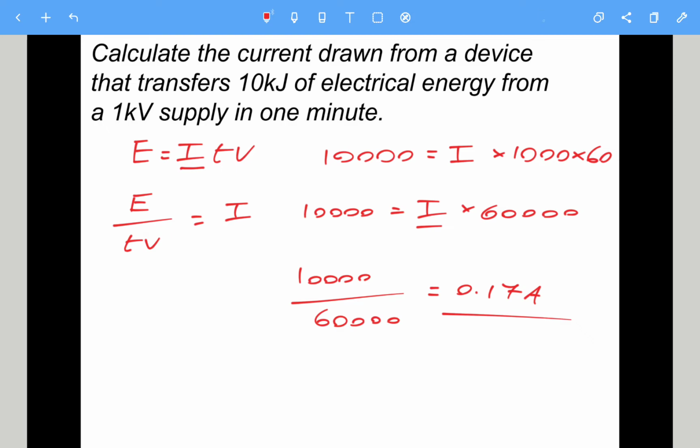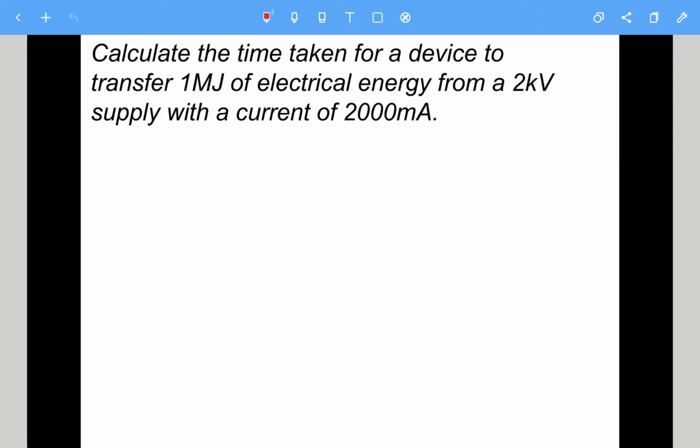So let's do 2 more examples. By 2, I mean this one and then a table. So if you want to pause and have a go at this one. This one says calculate the time taken for a device to transfer 1 megajoule, which is a million, of electrical energy from a 2 kilovolt supply, which is 2000, with a current of 2000 milliamps. So to go from milliamps to amps, we need to divide by 1000, so that's just 2 amps. Let's pop that there. Right, so E equals ITV.